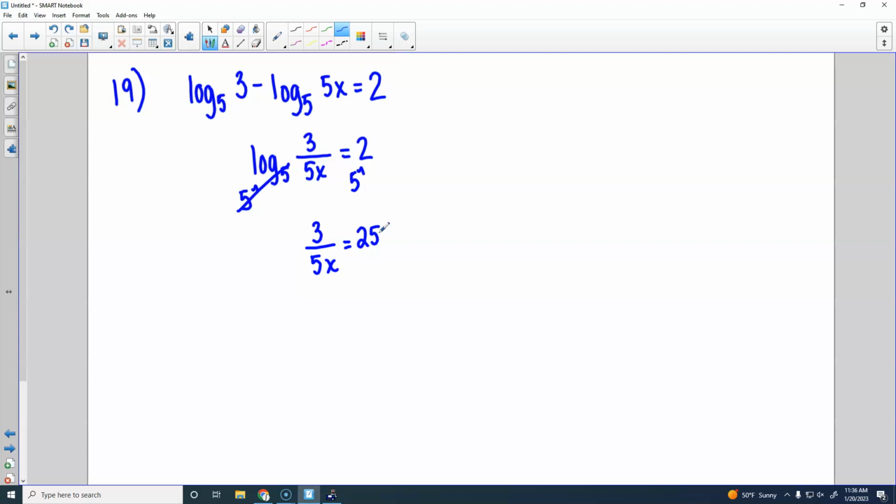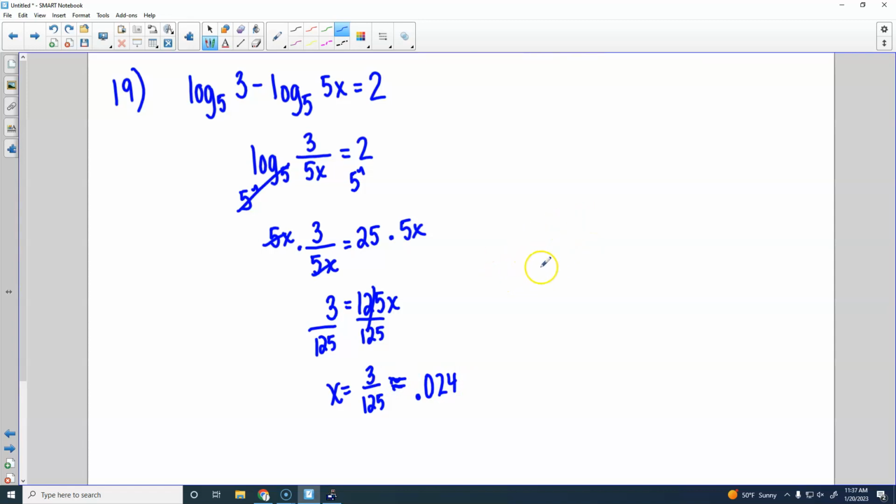So you've got a couple options here. You could multiply by 5x on both sides, which will cancel this 5x over here, so 3 will equal 125x. And then you just divide by 125. So x is going to be 3 over 125, or the decimal for that would be 0.024. So I don't even need the squiggle equal sign. Exactly that.